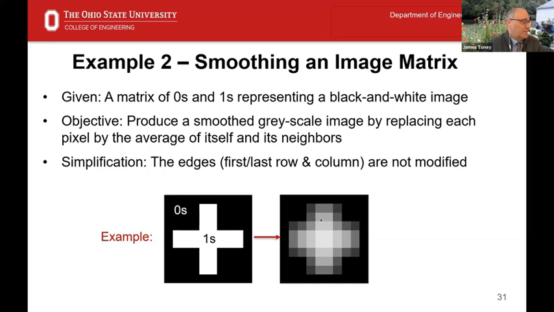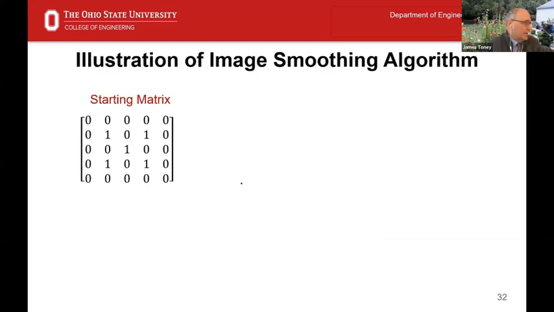And what you're going to do is smooth the image by averaging pixels. You're going to go through this matrix and replace each pixel by the average of itself and all of its nearest neighbors. And that'll just kind of blur out the image. All right, here's how it's going to work. We give you a matrix of zeros and ones that represents some black and white image. So this would be like an X pattern.